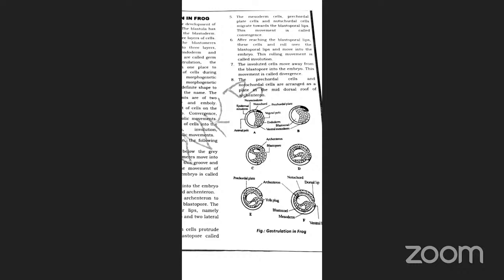After that, the ectodermal cells that are there will roll over everything because they have to cover up the entire cell. That is called involution. They will be projecting out, and then they will be covering up the entire cell. This projection is called a divergence movement. The precaudal cells and the notocaudal cells will arrange themselves in the mid-dorsal plate so that they form the nerve cord and the notochord.